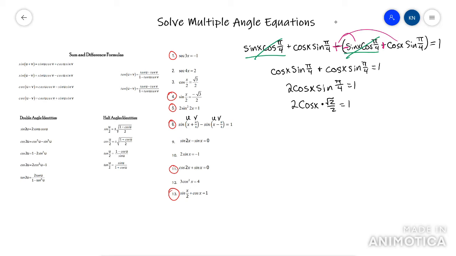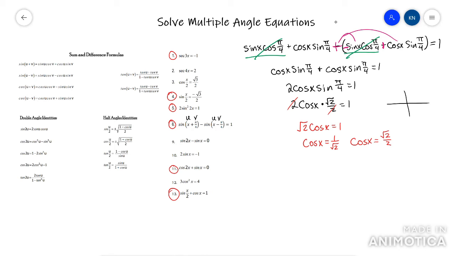And so once you get it here, you're doing really good. You're basically done. You would have to multiply this 2 times this root 2 over 2, and you would get root 2 cosine x equals 1. You would divide by root 2. You would have to realize that 1 over root 2 is the same thing as root 2 over 2. And then now you could inverse cosine and think about what quadrants, etc.